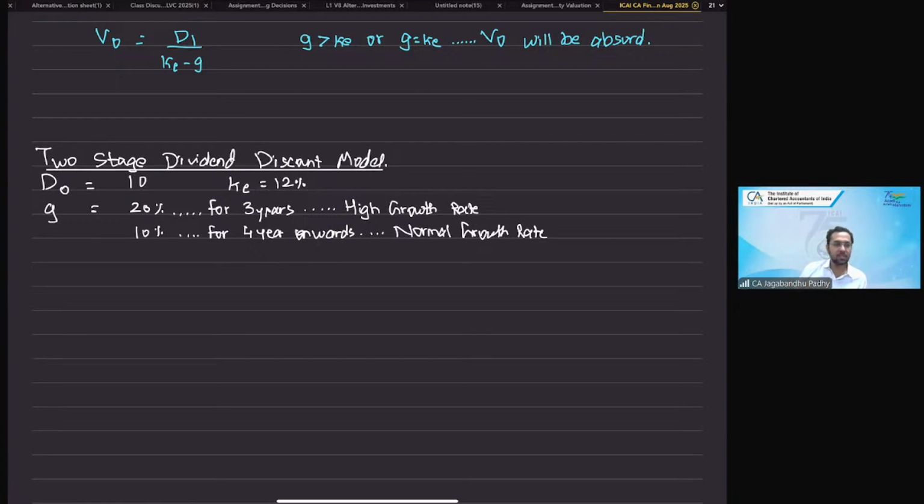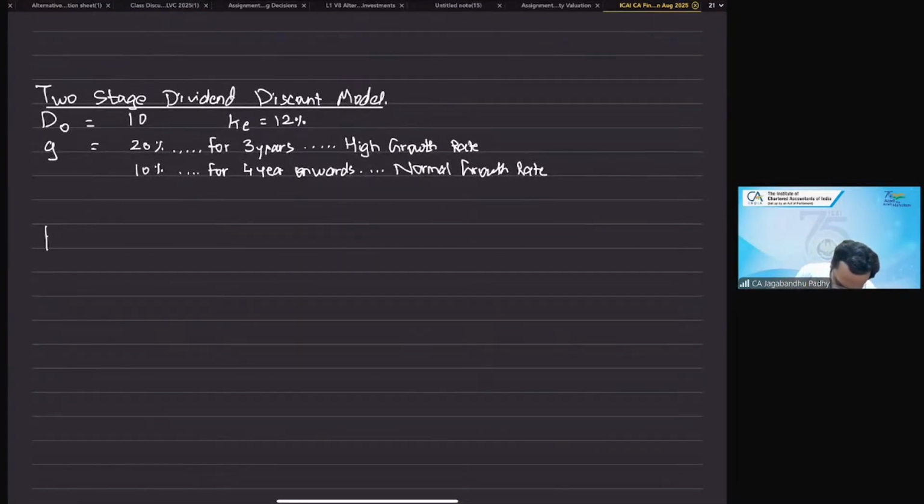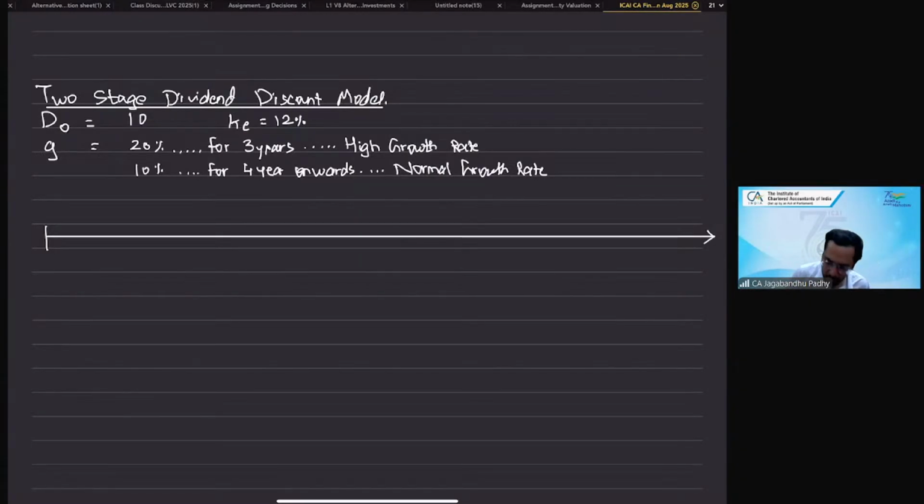So there are 2 stages in which the dividend is going to grow. The dividend is going to be growing at 20% for 3 years, and after that, it's going to grow at 10%. Okay, so if you simply think of the cash flows that we are getting, it's going to be till perpetuity. So we have year 0, year 1, year 2, year 3, year 4, year 5, year 6, and it just goes on till perpetuity, right?